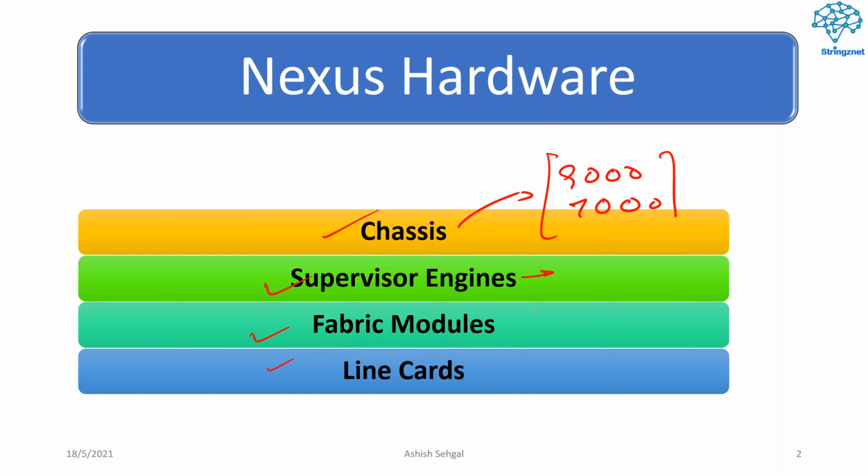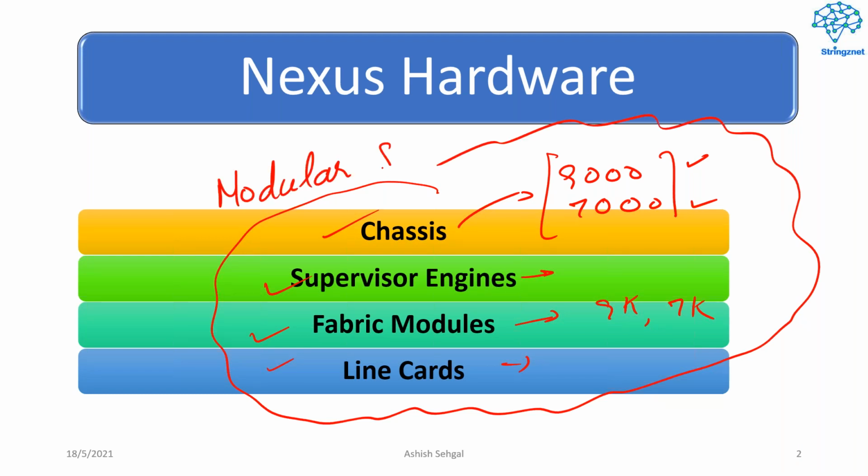Supervisor engines, the terminology is not new to us. The supervisor engines, of course, we will be talking about with regards to Nexus 9000 and 7000. Same with the fabric modules, we will be talking about with regards to Nexus 9K and 7K, and the line cards also. So what I am trying to tell you is, these switches, Nexus 9000 and 7000, are high-range switches, and they have separate components, and we call these switches predominantly modular switches.